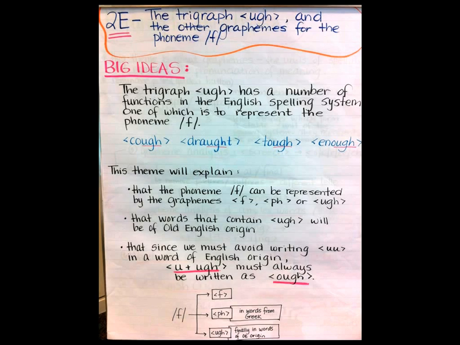This theme will explain that the phoneme F can be represented by the graphemes F, PH, or UGH, that words that contain UGH will be of Old English origin, that since we must avoid writing double U's, two U's, in a word of English origin, U plus UGH must always be written as OUGH.